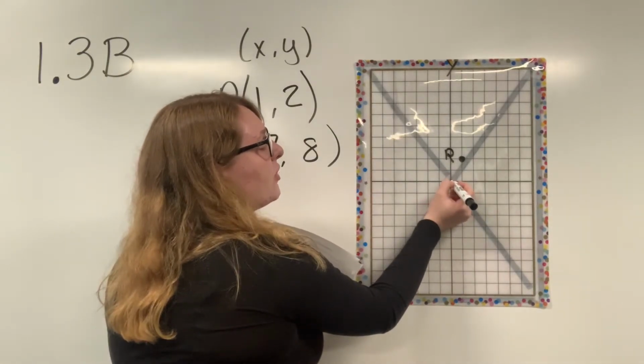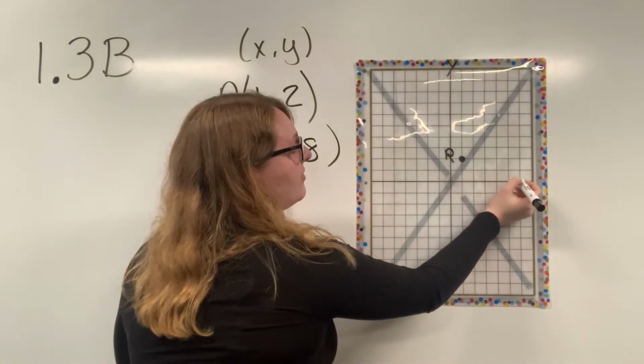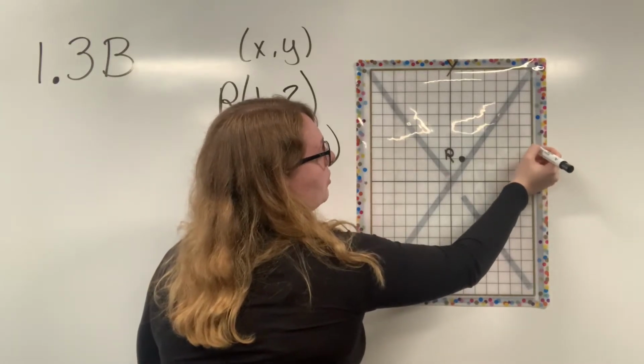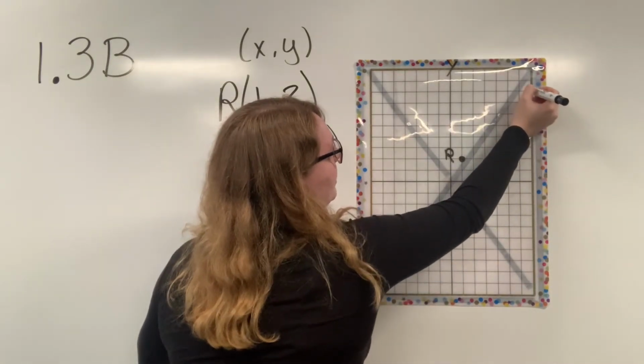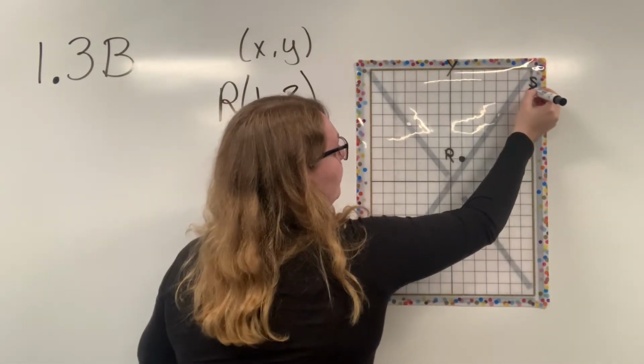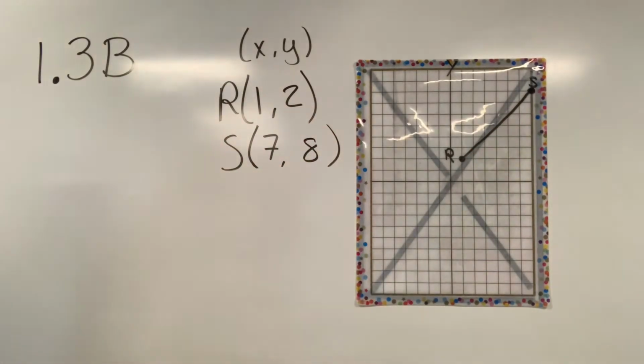So we're going to count from the origin 7 to the right: 1, 2, 3, 4, 5, 6, 7, and then up 8: 1, 2, 3, 4, 5, 6, 7, 8. And up here is our point S. If they are a segment, then they are connected, and now we have to find the midpoint.